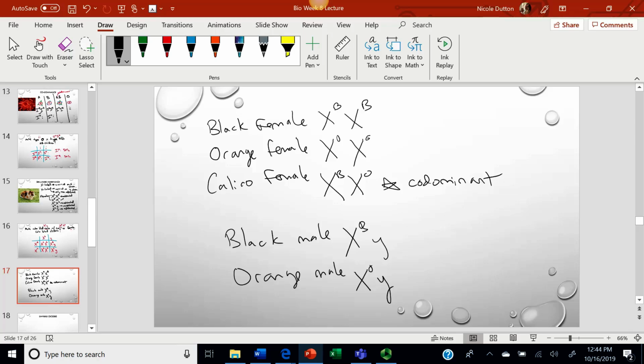Now there is a very, very small chance that we do have a calico male cat. Calico male cats will be infertile, and the way that we have calico male cats is through XXY Klinefelter's disease.